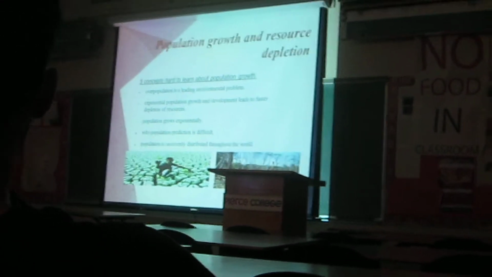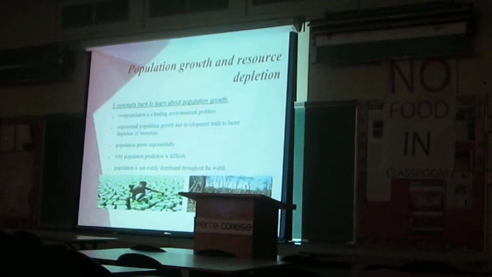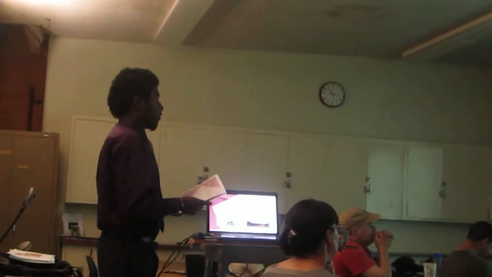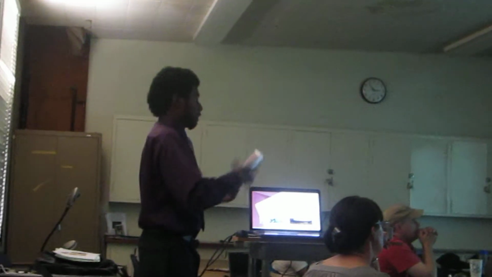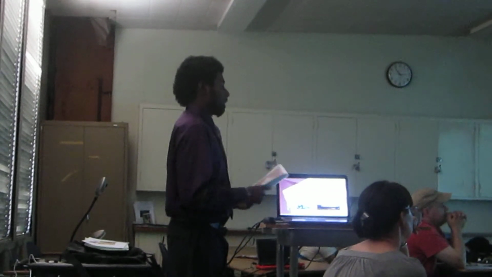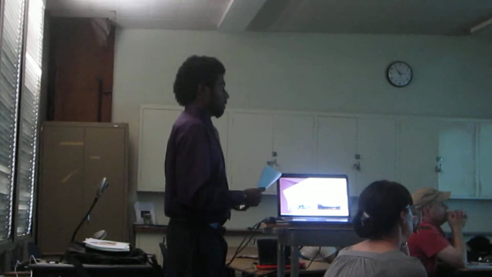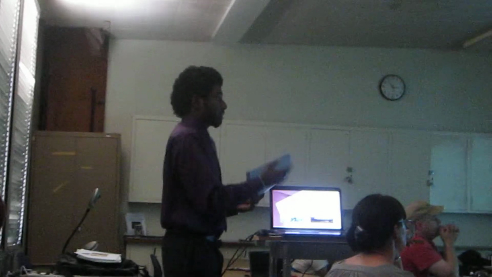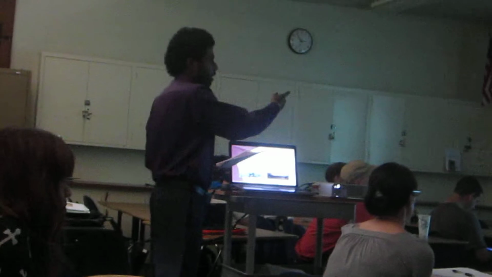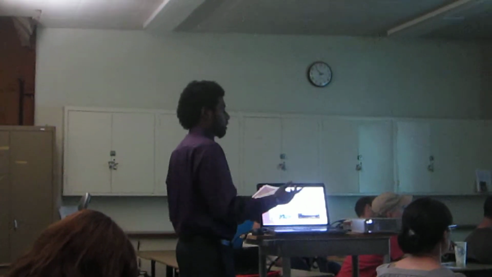Population growth and resource depletion. Since we have overpopulation in the world today, it is leading to environmental problems, like cutting down trees, water shortages, and even food shortages in some countries. And you can see the demand to get water, and how the forests are being cut down.